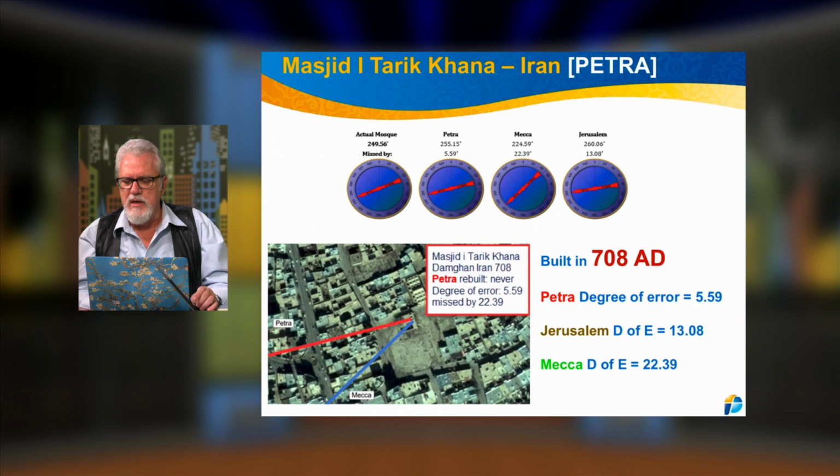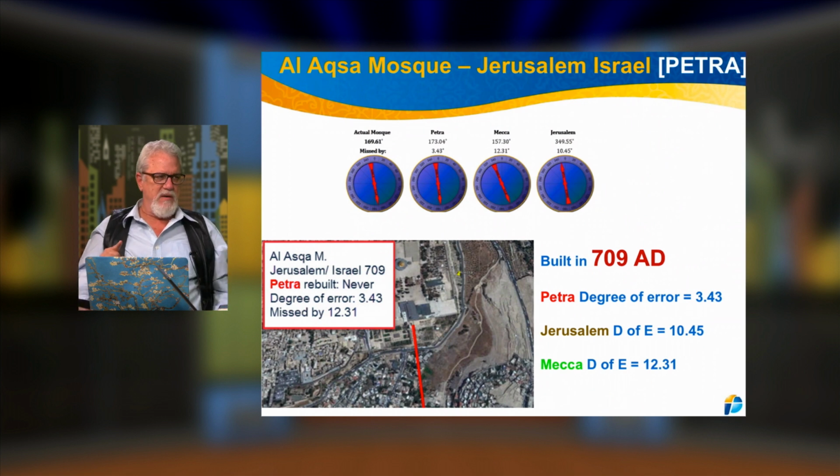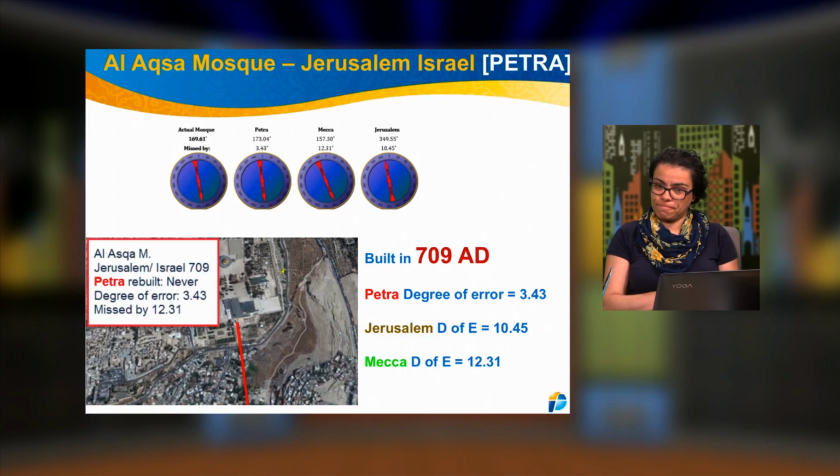This is Iran. Let's go back to Israel, back to Jerusalem, and now we get to the Al-Aqsa Mosque. Built in 709, all right? Tell me about that one there. It is in Jerusalem, and it is facing to Petra. 3.43 degrees off, Jerusalem would be itself, and therefore the Mecca degree of error would be 12.31.